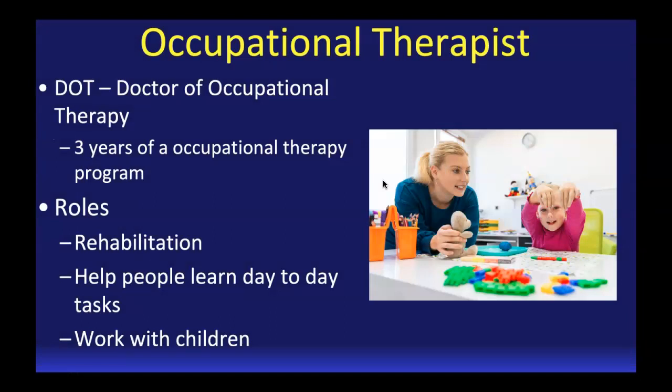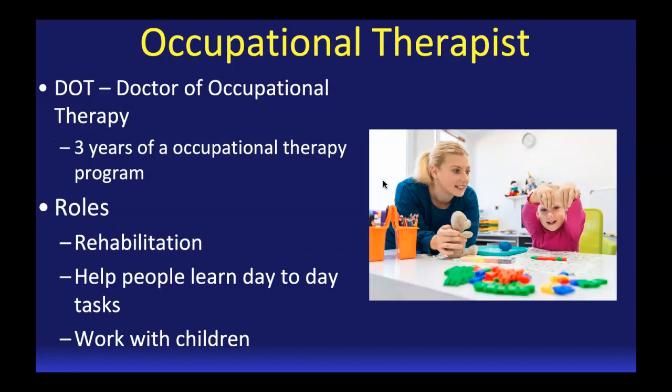Doctor of Occupational Therapy, or occupational therapist, DOT, also requires 3 years of going through an occupational therapy program. I get a lot of questions like, what's the difference between an occupational therapist and a physical therapist? Both go to school for 3 years, so you're not cutting down the amount of time you're actually in school. I think the biggest difference is in their roles.